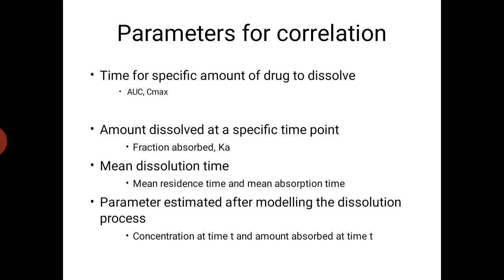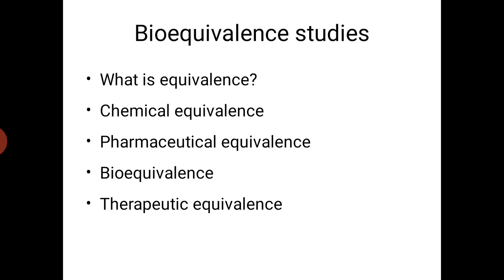Fraction absorbed, F or Ka, the rate of absorption. Mean dissolution time is combined with the mean residence time. Mean dissolution time is an in vitro parameter, mean residence time is an in vivo parameter. Parameters estimated after modeling the dissolution process, that is concentration at a time t and amount absorbed at a time t, that is in vitro concentration and in vivo concentration at a particular time point. So these are some of the parameters for correlation.